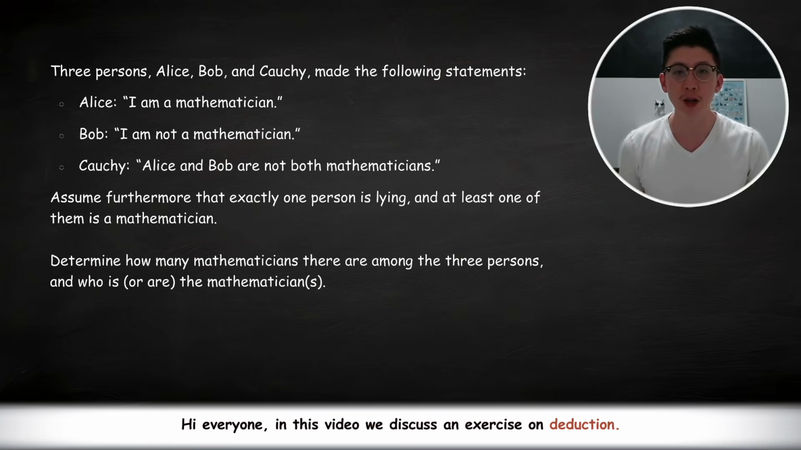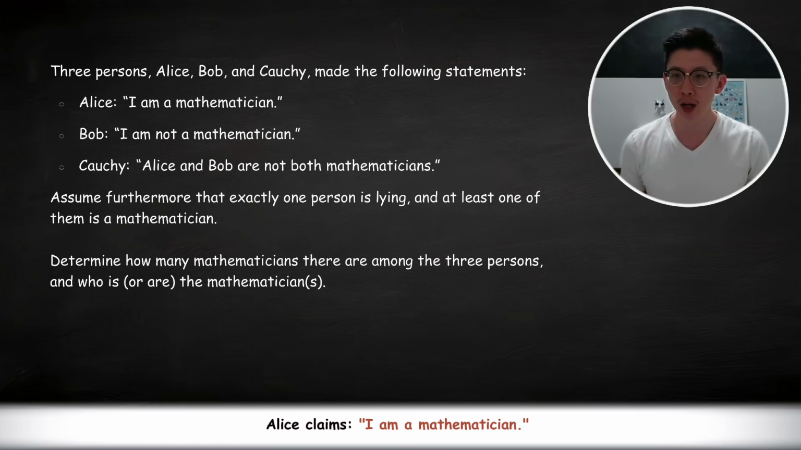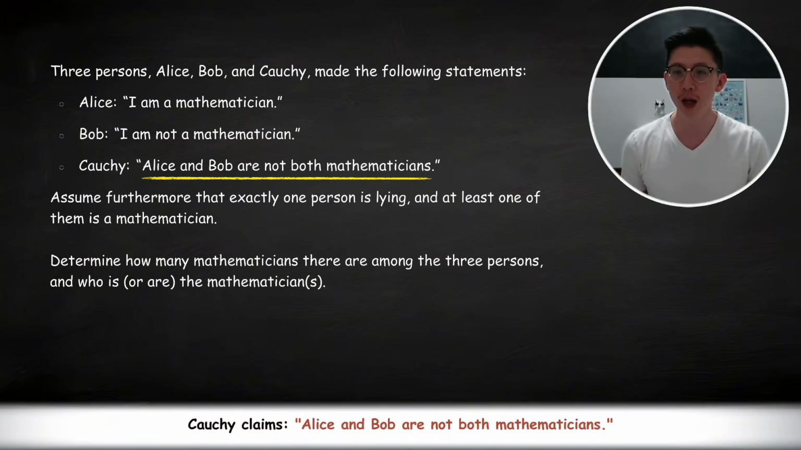Let us discuss an exercise on deduction. Here it is. Three persons, Alice, Bob, and Cauchy, made the following statements. Alice claims, "I am a mathematician." Bob claims, "I am not a mathematician." And Cauchy claims, "Alice and Bob are not both mathematicians."